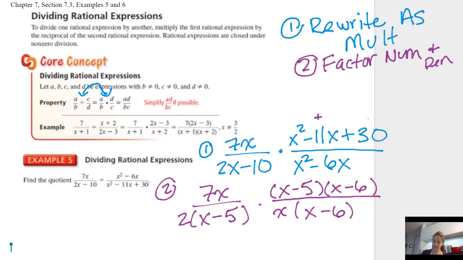Third step, divide out common factors. So let's see if there are any common factors to the numerator and denominator. We have x minus 5, x minus 6, and x. Now the final step is we will write what's left over and restrict the domain.